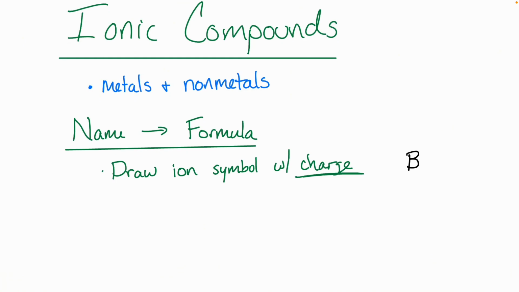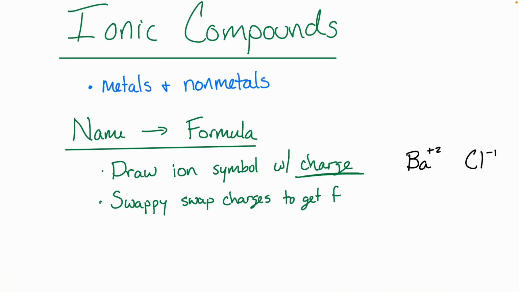So for example, we did our barium ion and our chloride ion. And then we're going to play that swappy swap game to get our formula. So BaCl, this number comes down here, this number comes down here. So that's how I got my barium chloride.